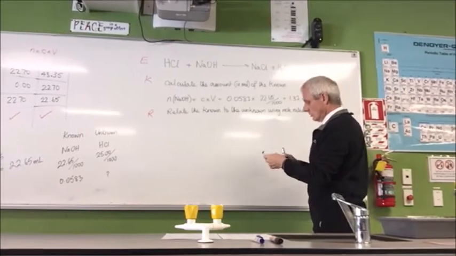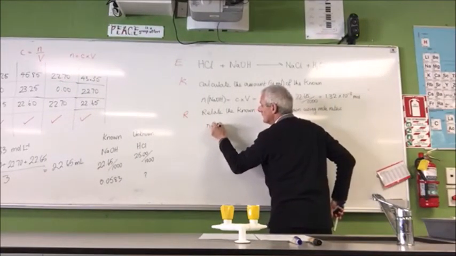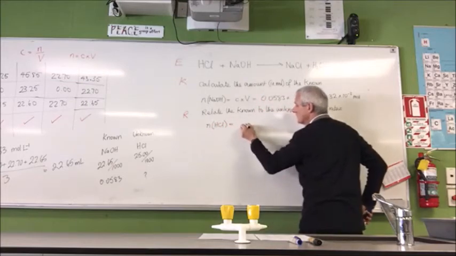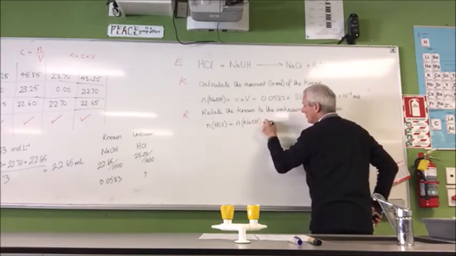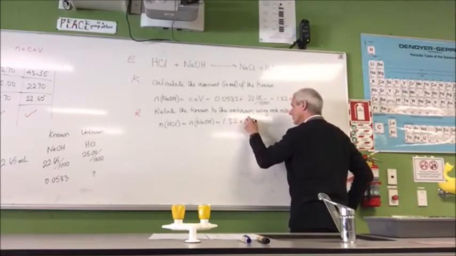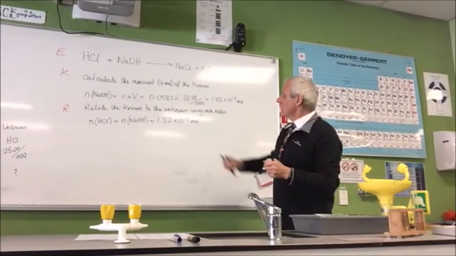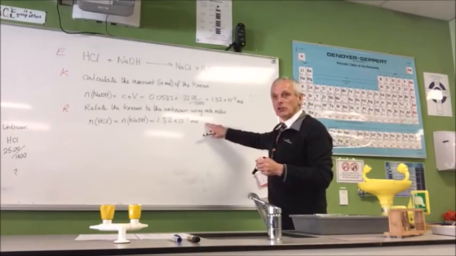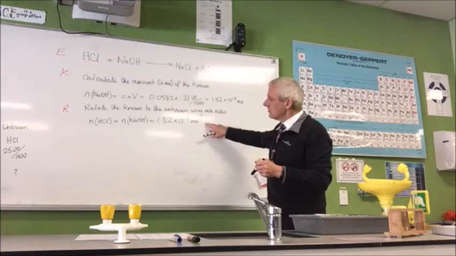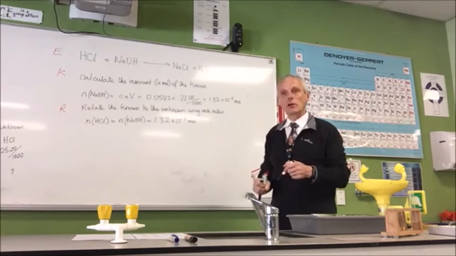Okay, so N of HCl is equal to N of NaOH. It's a 1-to-1 reaction, and that's 1.32 times 10 to the minus 3 moles. So we now know how many moles of the unknown concentration species we've got. We can now convert that to a concentration, which we're aiming for, because we know what volume we used.